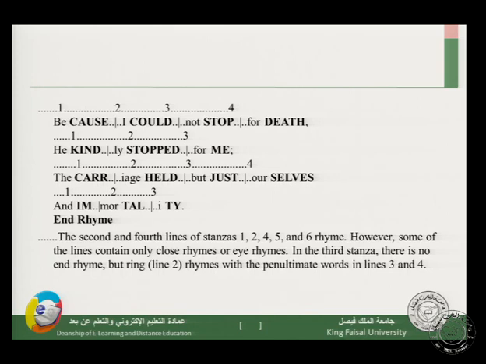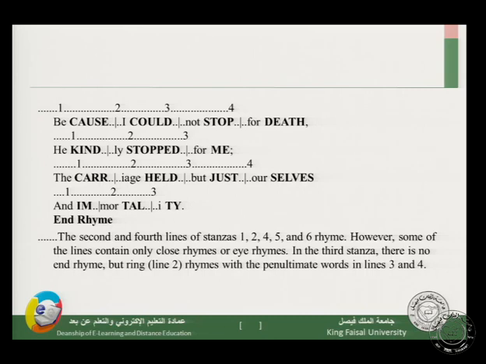He kindly stopped for me. He unstressed, kind stressed, ly unstressed, stopped stressed, for unstressed, me stressed, and so on. The carriage held but just ourselves.